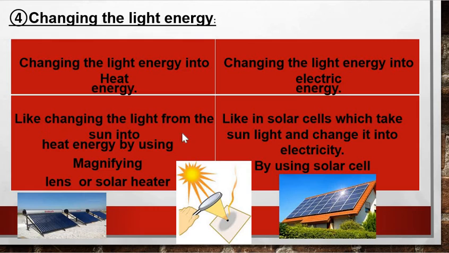Like changing the light from the sun into heat energy by using a magnifying lens or a solar heater. This is a solar heater. This solar heater collects the sunlight, or the light energy coming from the sun, and changes it into heat energy. And this is a magnifying lens.